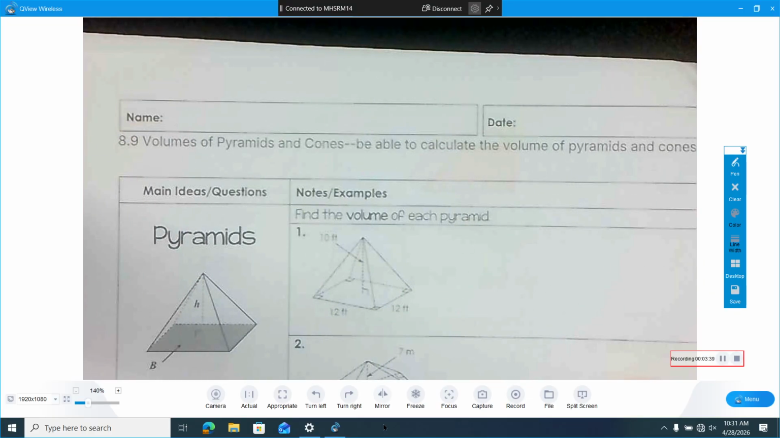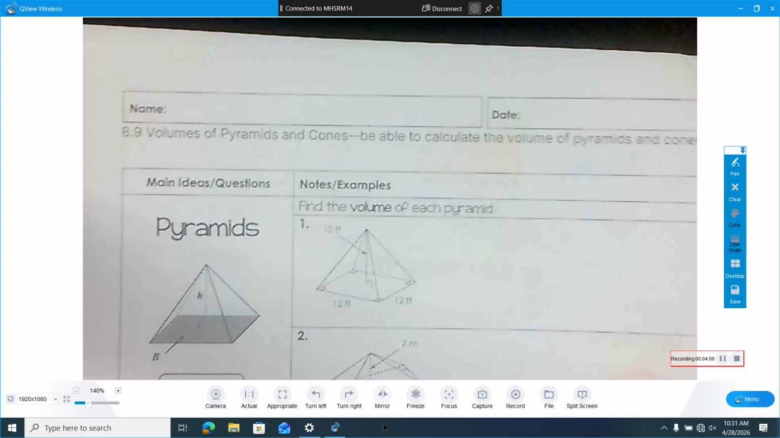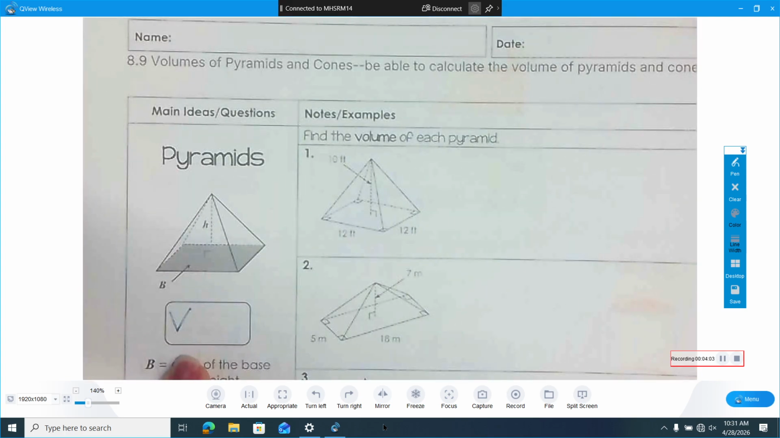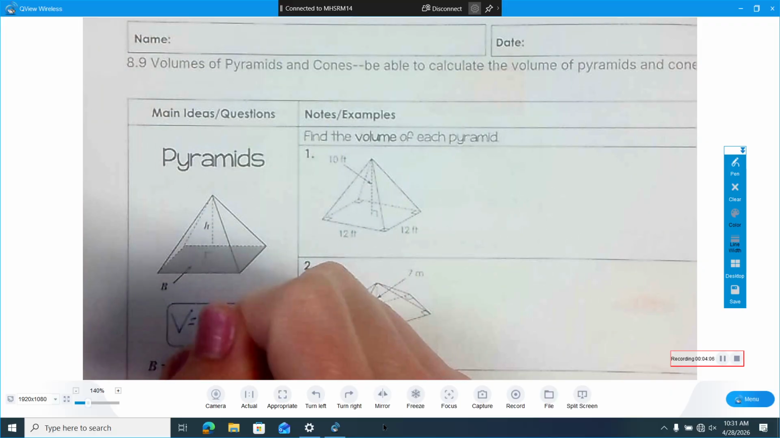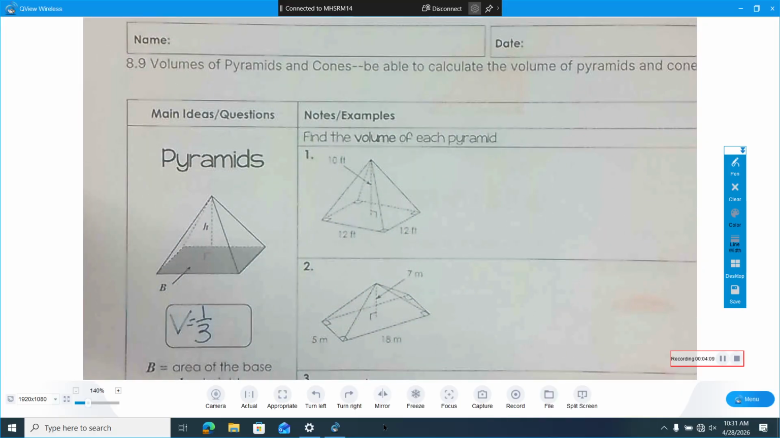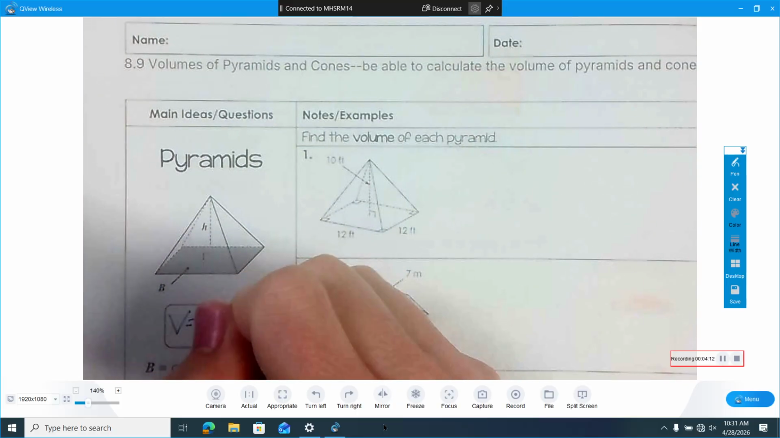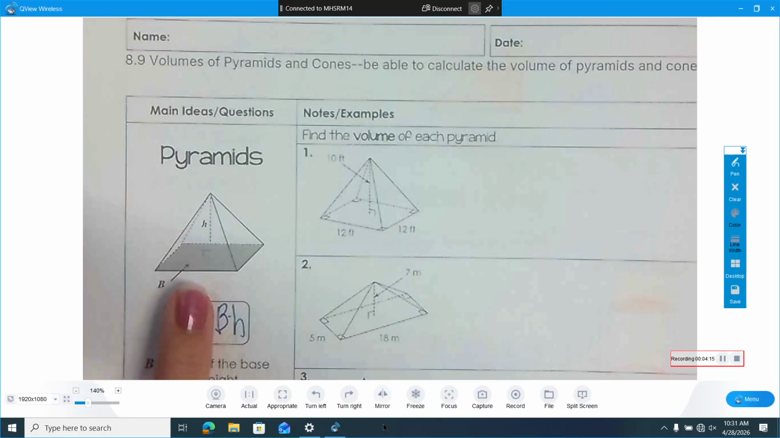Okay, so if 3 pyramids fit inside the similar prism, how many of these would fit in here? Or how much of this? 1/3. Very good. So if we want to find the volume of a pyramid, it is simply 1/3 of the area of the base times the height. So yesterday we did the area of the base times the height, and a pyramid is just 1/3 of that. Does that make sense to you?